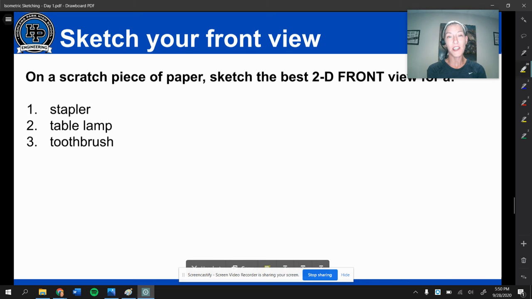All right, sketching a front view. You had practiced sketching before, and we're going to have you sketch on a scratch piece of paper 3 objects. And your job is to pick the best front view for a stapler, any table lamp, and a toothbrush. So hopefully these are all objects you have at your house. If not, you can pull up images on Google. We're going to give you about 5 minutes for each one. Don't spend a lot of time. This is just a quick sketch. When you're done, come back to the video.